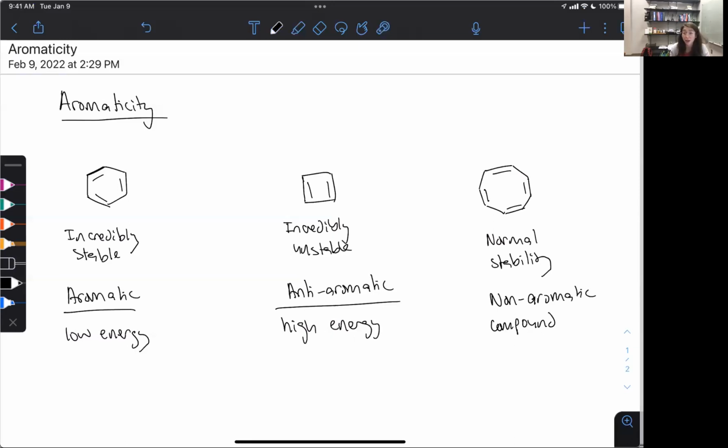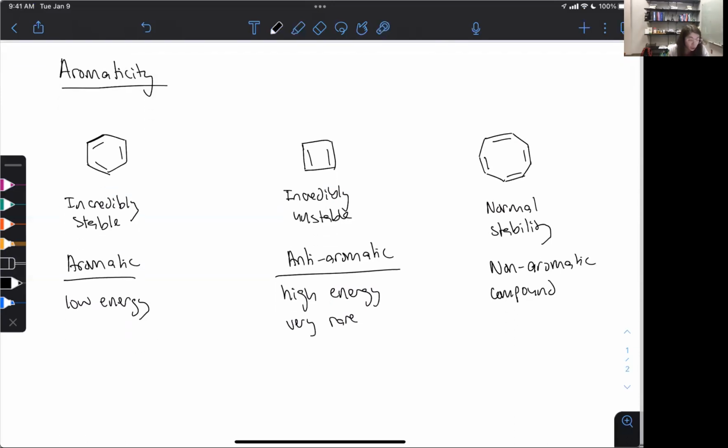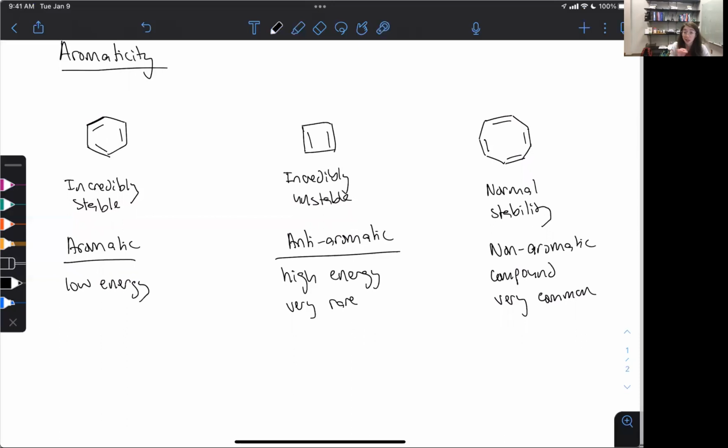And because they are so high energy, they're actually quite rare. There aren't that many examples of true anti-aromatic compounds, as we'll see why in a little bit. So the non-aromatic is probably the majority of compounds. There's a ton of stuff out there that's non-aromatic. There are a lot of aromatic compounds as well, but these things are very common. A lot of the stuff that we work with falls into the non-aromatic category and is just kind of normal energy levels.